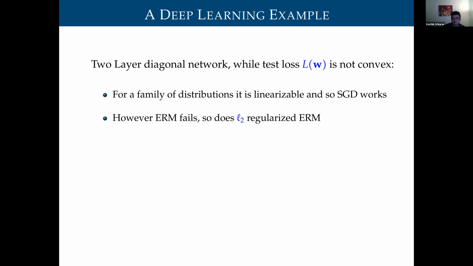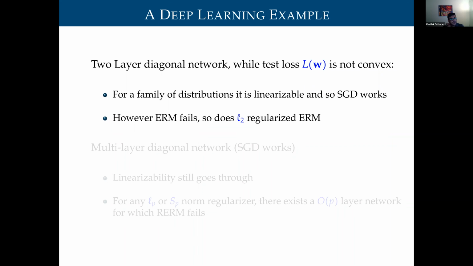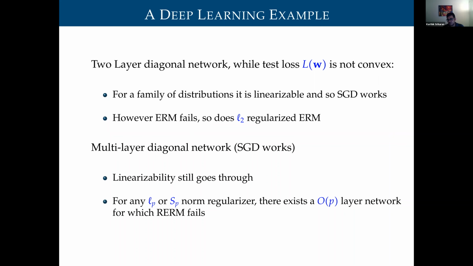Okay. All right. So again, as I was mentioning, the two-layer diagonal neural network, while it's not convex, has a property that we call linearizable, which is basically a kind of gradient dominance property that essentially guarantees that SGD works for such a problem. And what we can show is that ERM and L2 regularized ERM do not work. Okay, and you can actually lift this to multiple layer diagonal networks. And here what we can show is that pretty much the same style of distributions, linearizability goes through even if it is multiple layers, no problem.